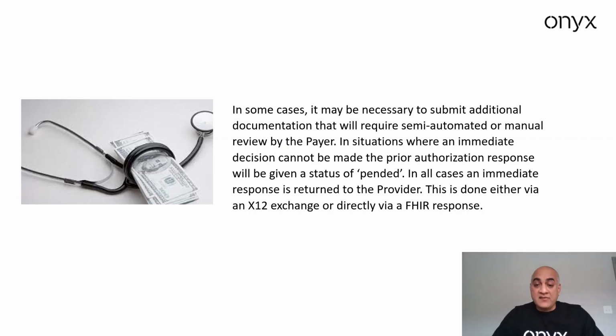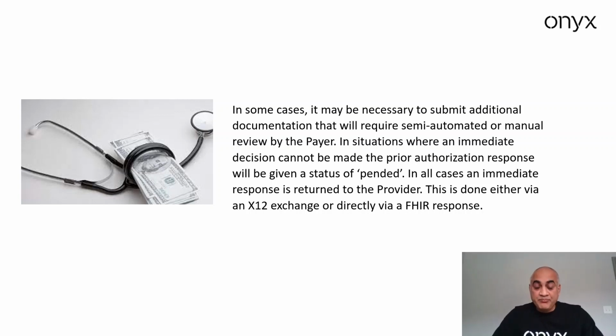In other cases where they have obtained all the documentation and they can make a decision, there should be a decision made by the payer and submitted back to the provider in an X12 format or in a direct FHIR response back to the provider. This concludes the whole prior authorization three-step process.